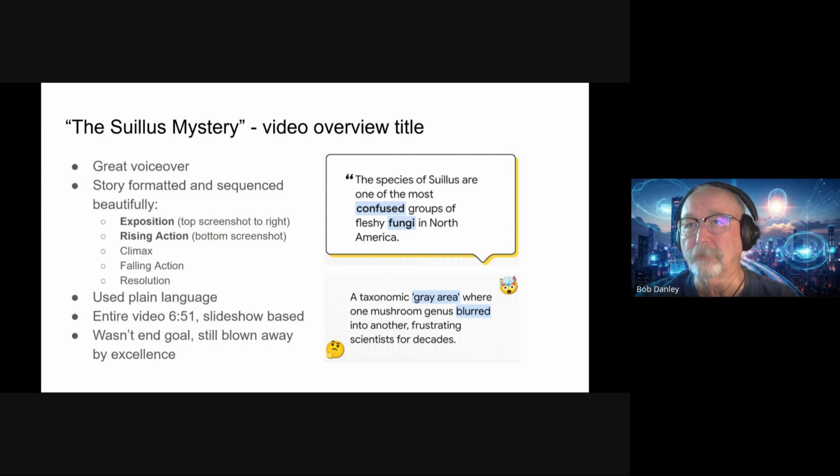And the species within this group of Suillus were considered one of the most confused groups of fleshy fungi in North America. This is back in 1964. And the bottom little box, taxonomic gray area, where one mushroom genus blurred into another, frustrated science for decades. Now that's the rising action.